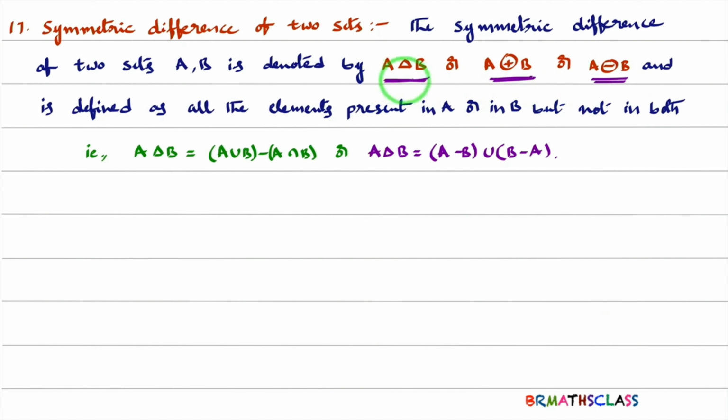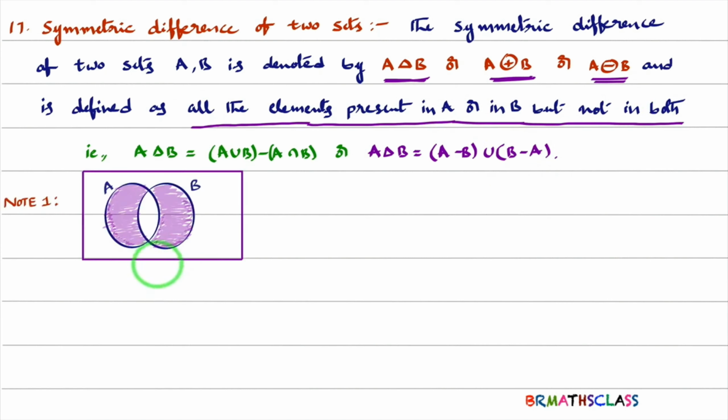And how is the symmetric difference of two sets defined? It is defined as all the elements which are present in A or in B but not in both. Try to understand this carefully. We'll try to understand this by using a Venn diagram. You observe here, I consider two sets A and B.